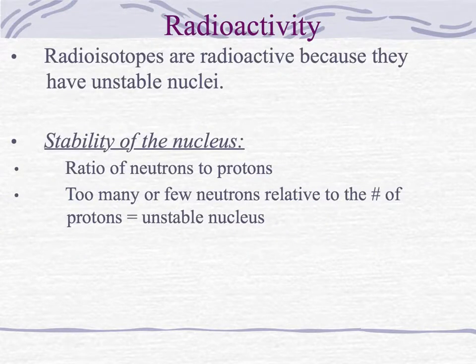Now we are going to talk about radioactivity. Once again, something is radioactive because the nucleus is unstable. All right, so these are things that you need to know. The stability of the nucleus depends on the ratio of neutrons to protons. So if there are too many or too few neutrons relative to the number of protons, that's how it would be classified as being unstable and therefore radioactive.